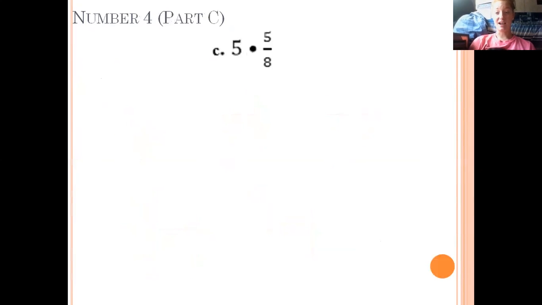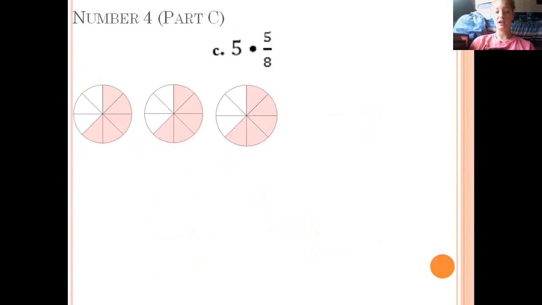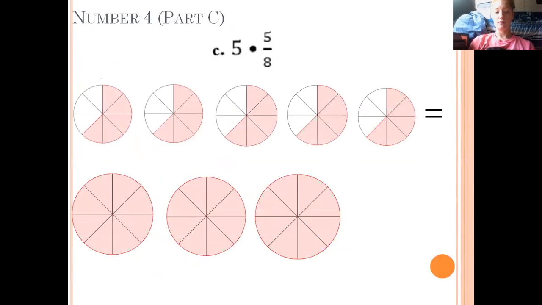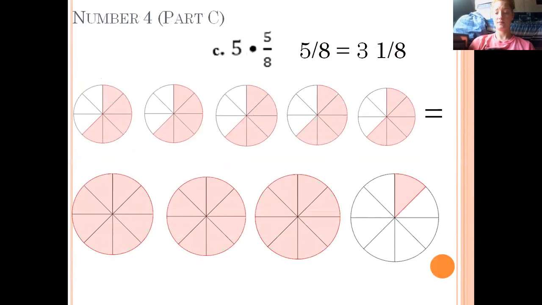Now we need 5 of the 5/8. 1, 2, 3, 4, 5. 1, 2, 3. So now we have 3 1/8. So 25/8 simplifies to 3 1/8.